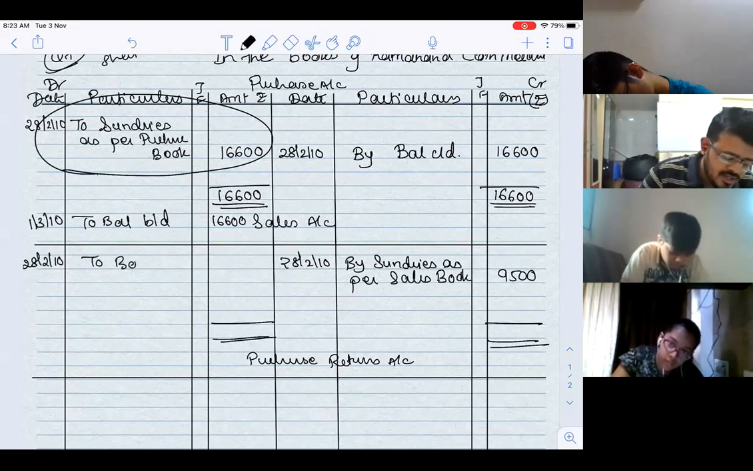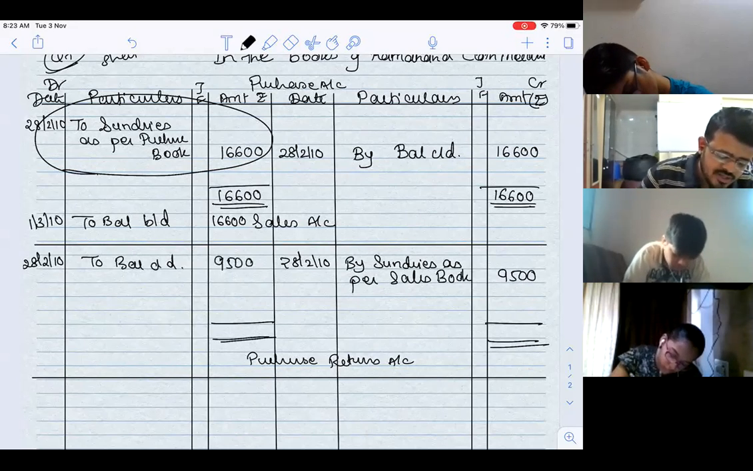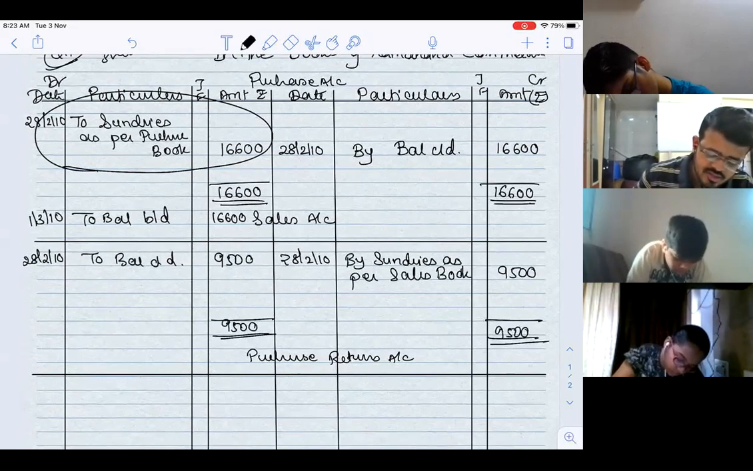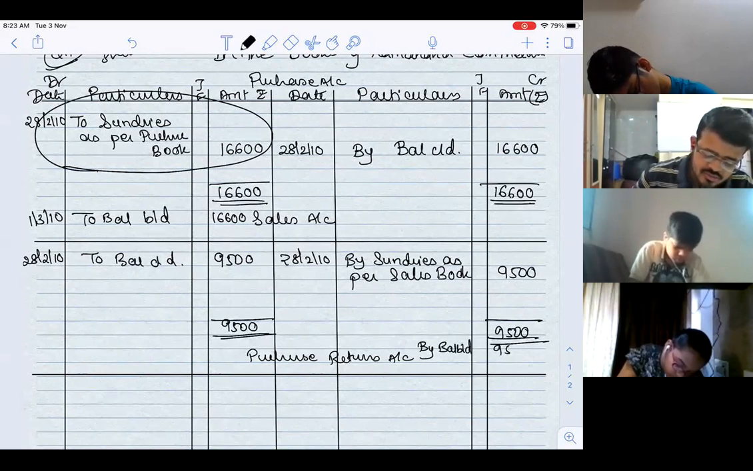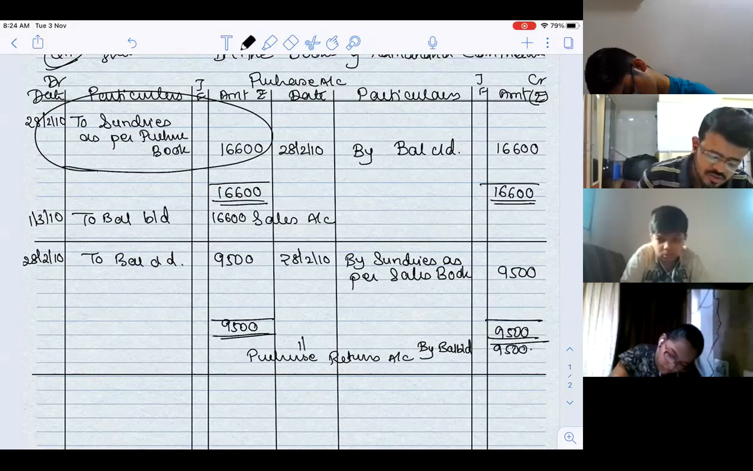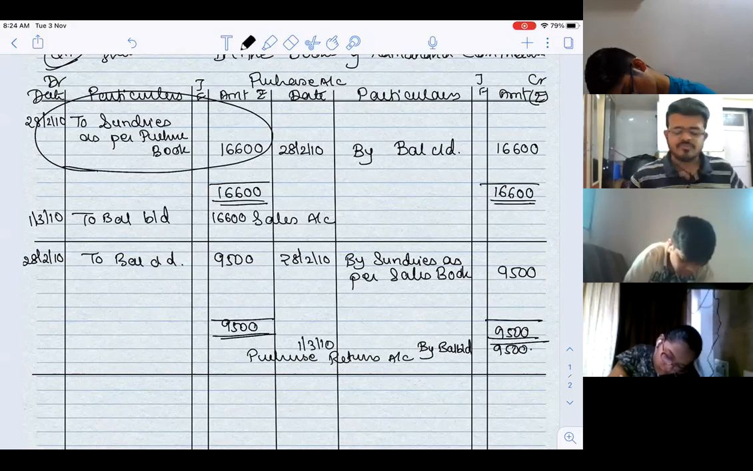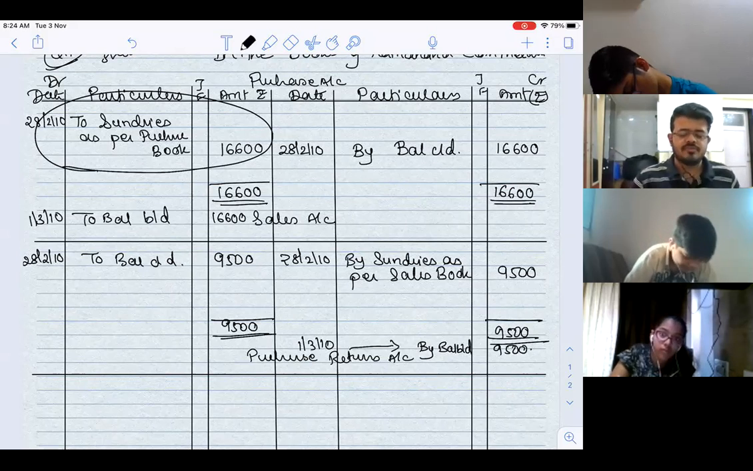टू बैलेंस CD 9,500, and it will become, writing it in short over here, by balance BD 9,500 on 1310.